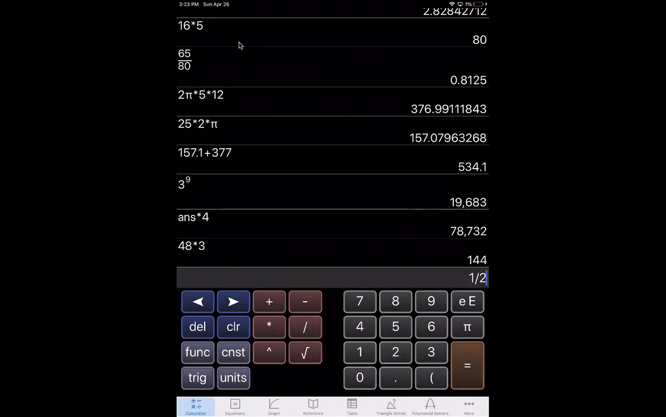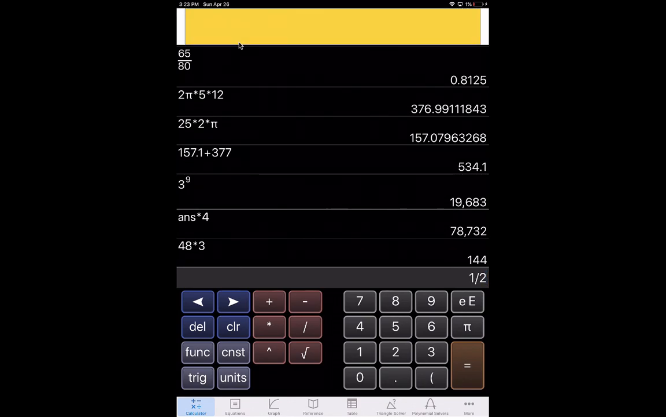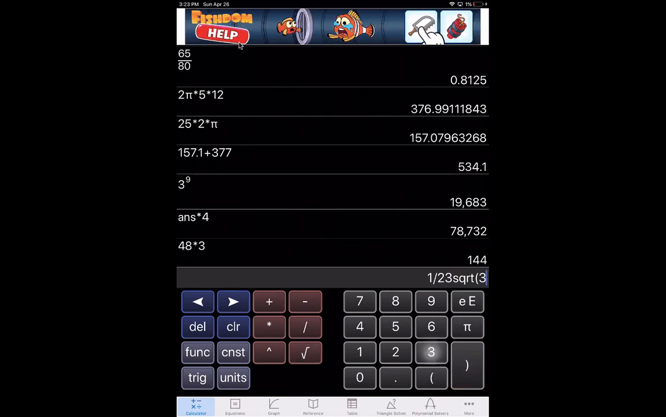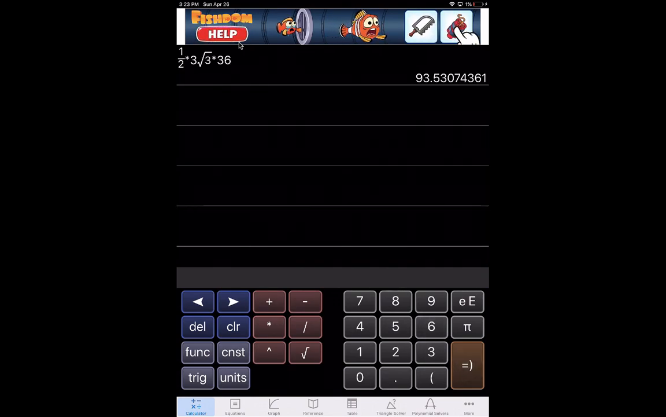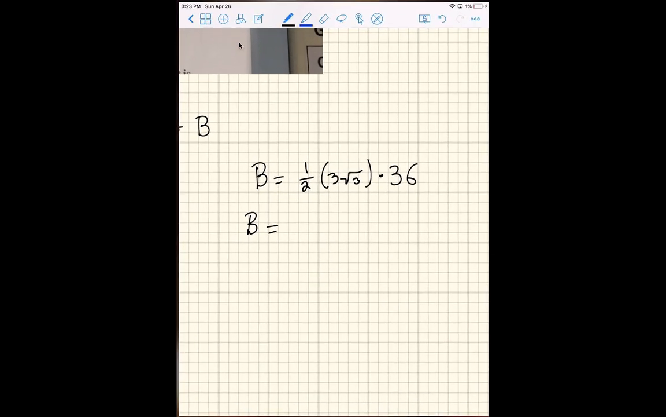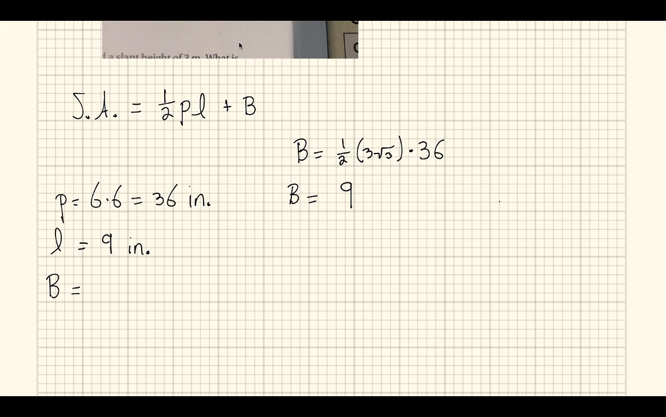That was 1/2 of 3 square root 3. Oops, let me add some. Okay, 1/2 of 3 square root 3 times 36. All right, gives me 93.5. So this is 93.5 inches squared.